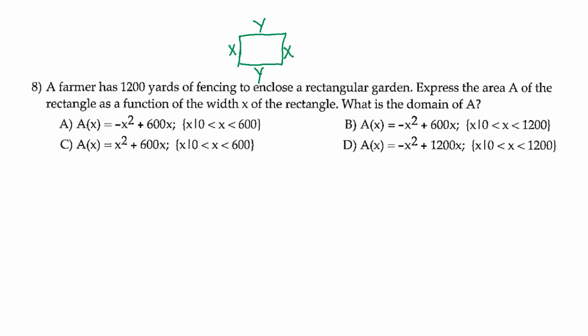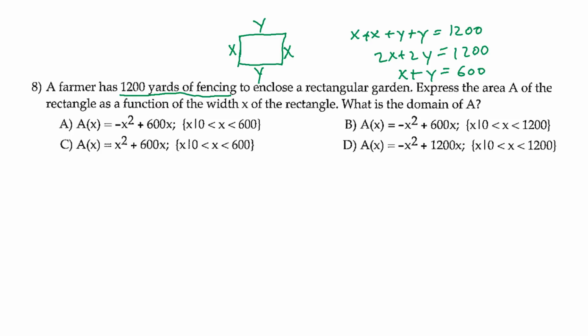It says that the farmer has 1,200 yards of fencing. So if we add up all the sides, x plus x plus y plus y, it also has to add up to 1,200 yards. So basically 2x plus 2y is going to equal 1,200. If we simplify this by dividing everything by 2, then we end up with x plus y has to equal 600.